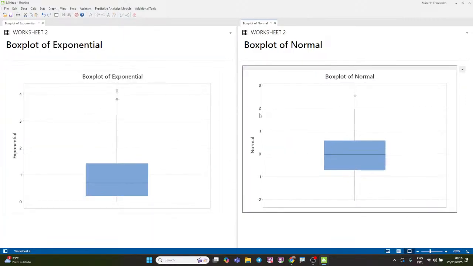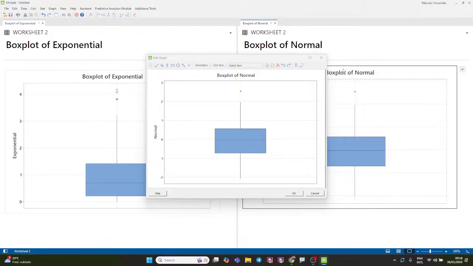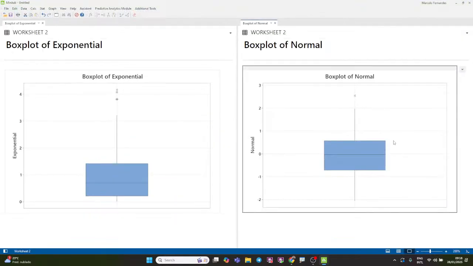From 0 to 10, how much do you understand that this box plot here is way more symmetric than this box plot here? Yes? Amazing. Wonderful.